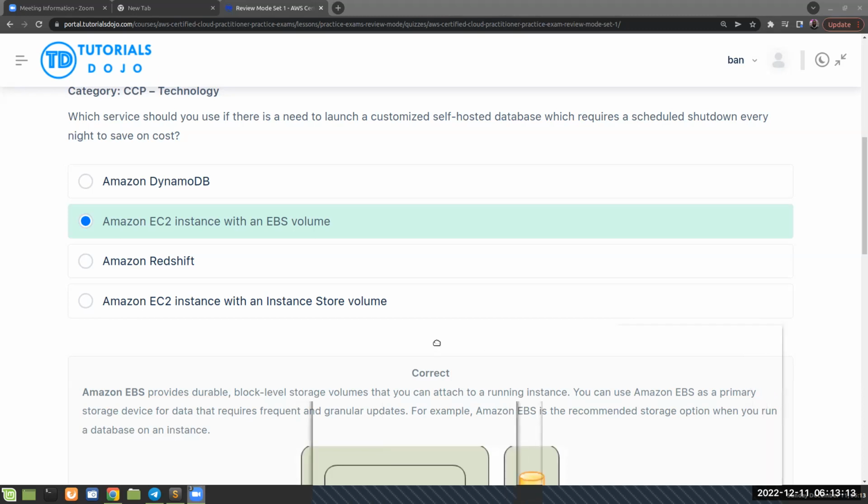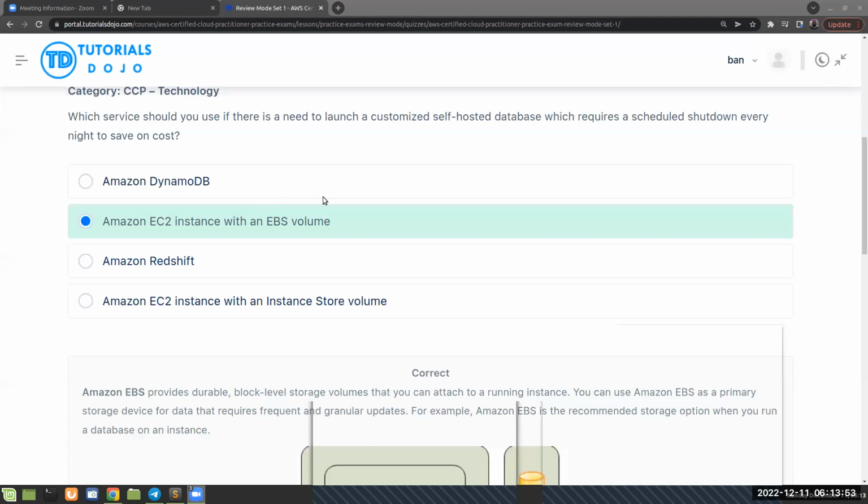The question says the database will require a scheduled shutdown every night to save on cost. If you shut down an EC2 instance, the data on the instance store is lost. Okay, that's correct. Instance store volume is ephemeral, or temporary storage. Once you have an EC2 using instance store and you shut the instance, all the data is lost.